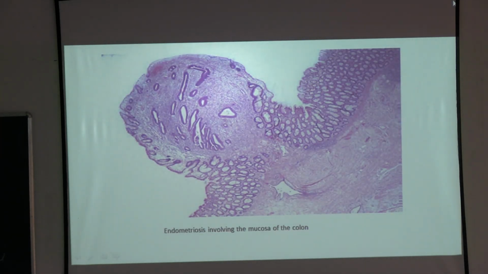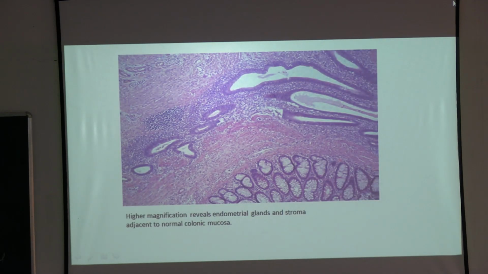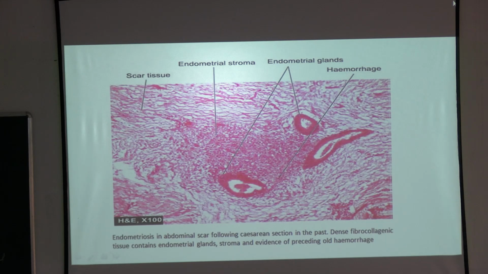It is a mucosa of colon. Colonic mucosa endometriosis also. These are endometrial glands, okay? And these are the stroma. And this is the normal colonic glands. This is the scar tissue. Endometrial stroma, endometrial glands, and hemorrhage.